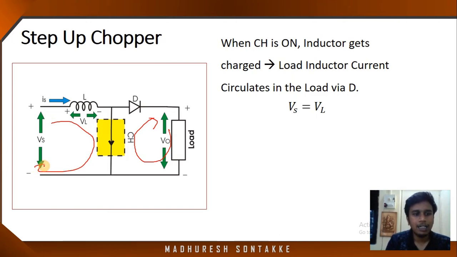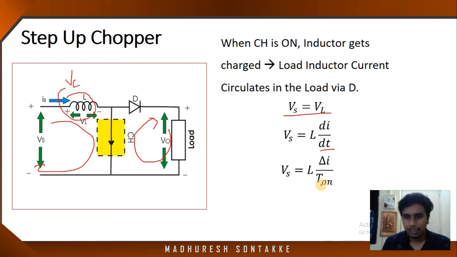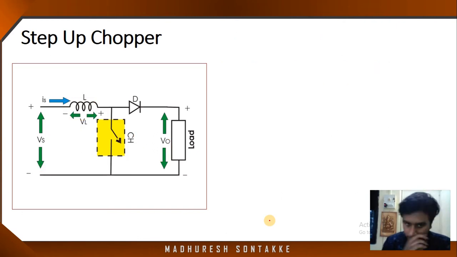The current is circulating in the first loop and is going to charge the inductor till the value of VL, that is equal to Vs. Now VL can be elaborated as L di by dt. Here dt means the T on period, and di is the change in current, which is delta I. So that's how we can find delta I. Delta I is equal to Vs into T on upon L. Just remember this formula.